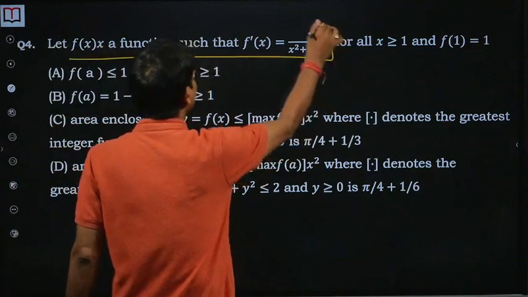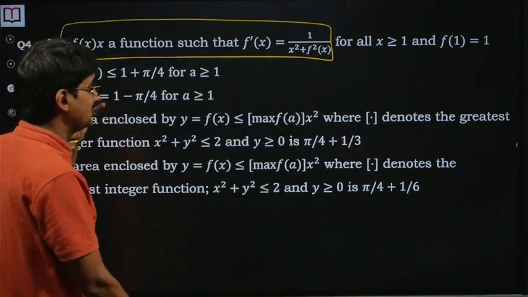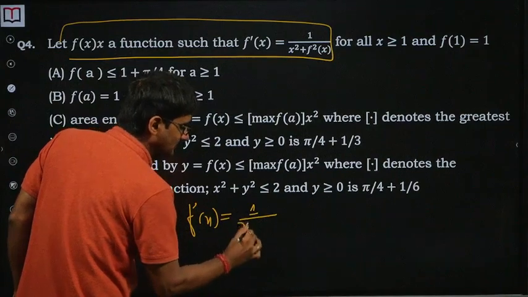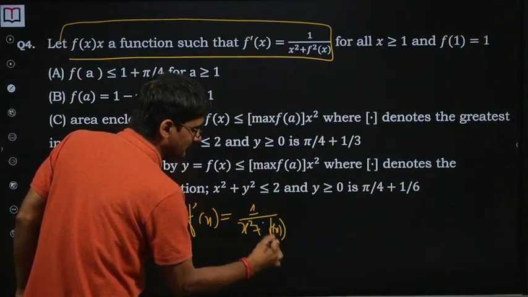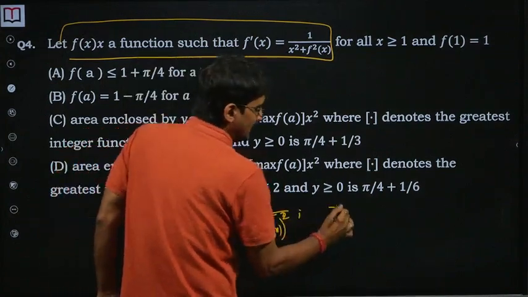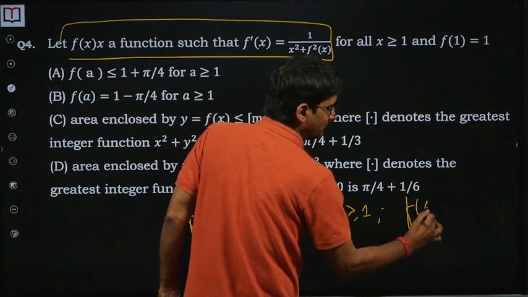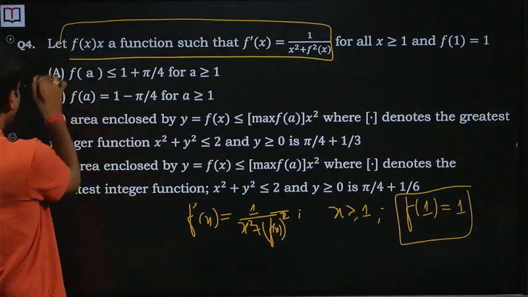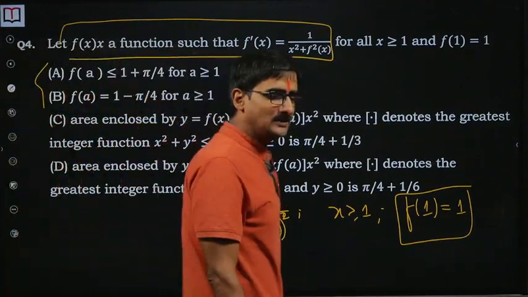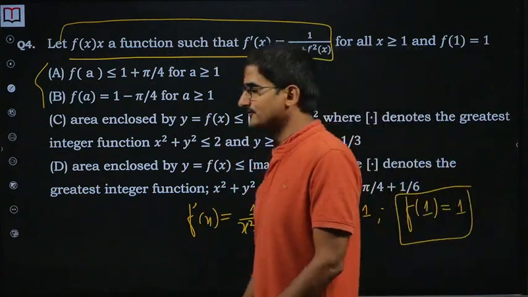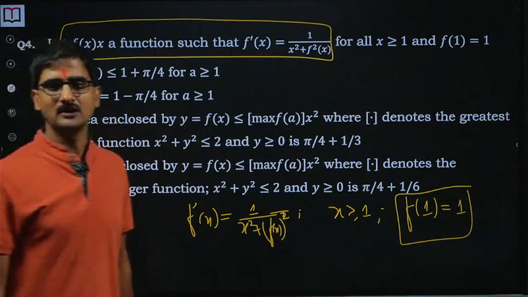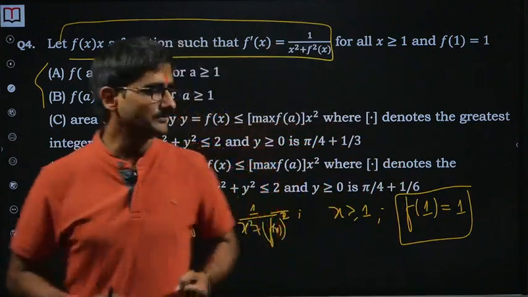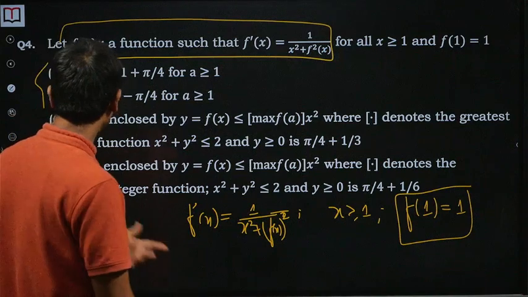So let f(x) be a function such that f dash x is 1 upon x square plus f of x whole square, for x greater than equal to 1, and f of 1 is equal to 1. Okay, now among these two, one has to be correct. f of a is either less than equal to 1 plus pi by 4 for all a greater than equal to 1, or f of a is equal to 1 plus pi by 4 for all a greater than equal to 1. One of them has to be correct.